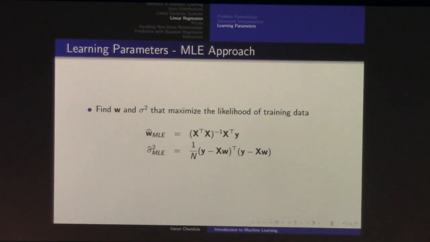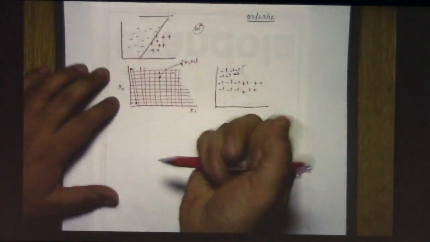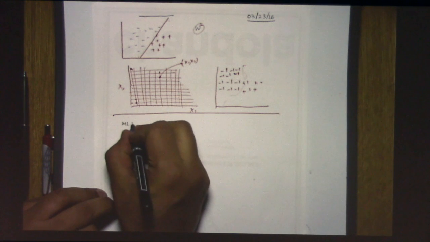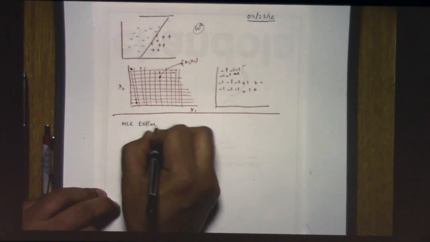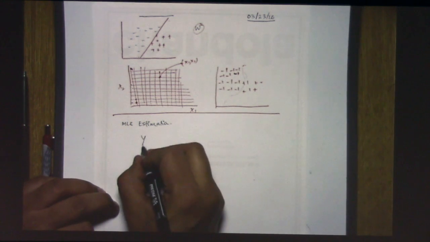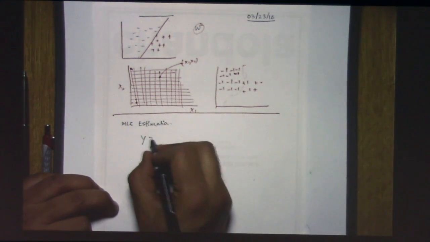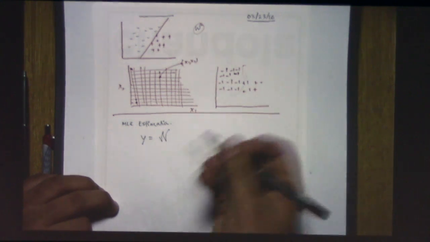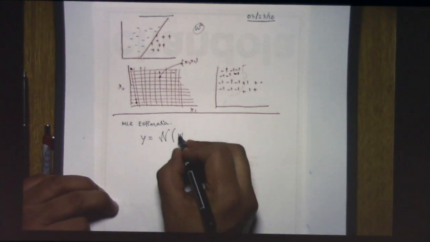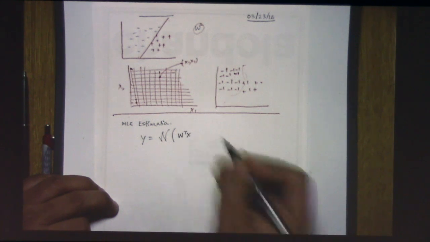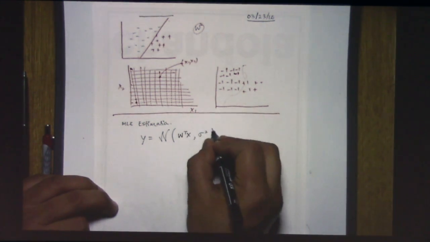Okay, all right. So the first way to learn the parameters is the MLE approach, maximum likelihood estimation, right? If you remember, what we assumed was that, in a probabilistic interpretation, your target y is normally distributed, a Gaussian distribution with mean W transpose X and some variance sigma square, right?